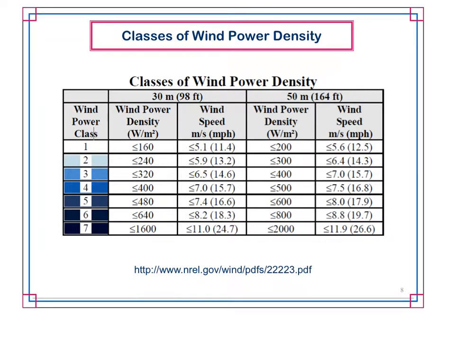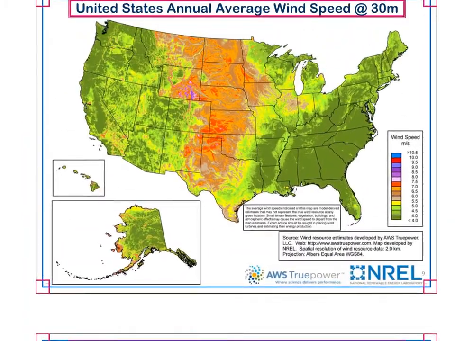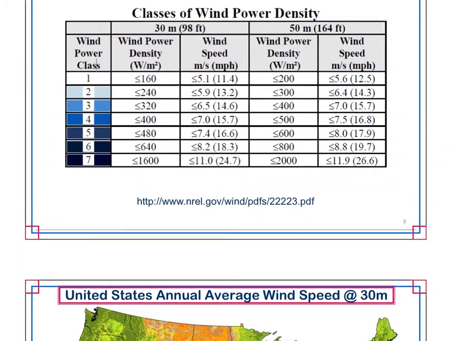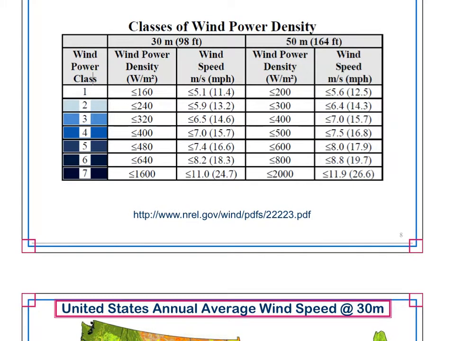So here is more data with classes of wind at 30 meters and 50 meters. And you can take a look and recognize the color classes. So the darker blue is the higher wind speeds, the lighter colors, the white.